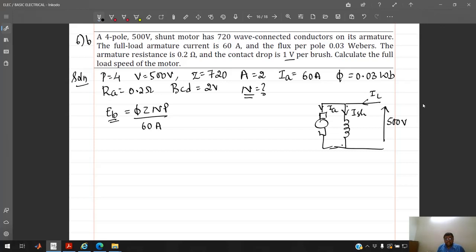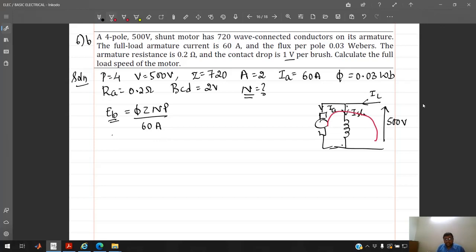You have V, so directly I can calculate ISH is equal to V divided by RSH. So V is nothing but 500. 500 divided by RSH is given. Armature resistance is given 0.2 ohm, or okay, so say it is not required, sorry. I can directly apply this KVL equation.